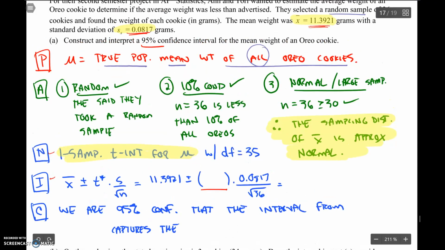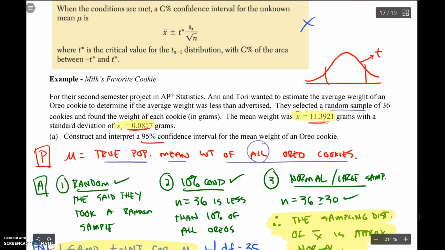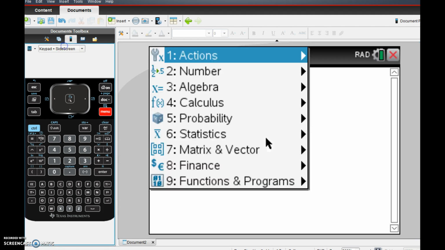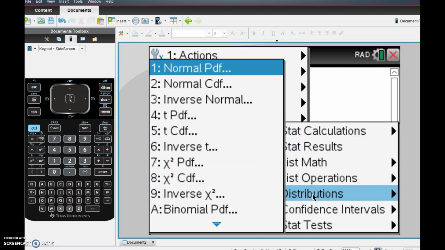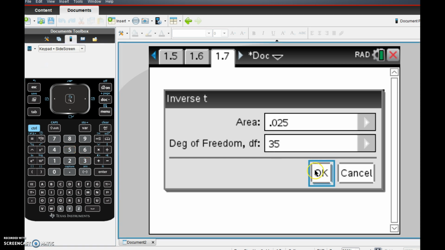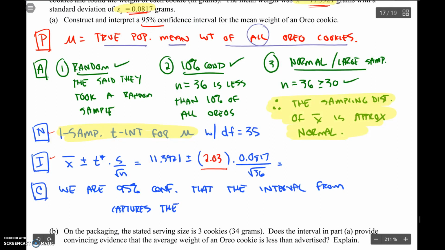It is 95%, but it's not 1.96. I have to calculate it for every different one. So this is a t distribution with how many degrees of freedom? 35. 95 in the middle. 0.025 on the tail. By the way, you do not have to show your work for this. You can just put that answer down if you're comfortable doing that. Menu, statistics, distributions, inverse t, 0.025, 35 degrees of freedom. 2.03. Now I can put that in there, 2.03.